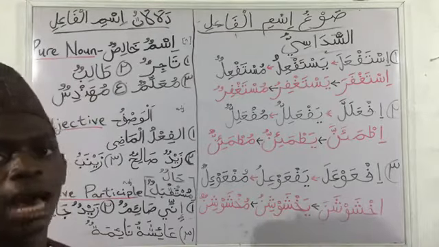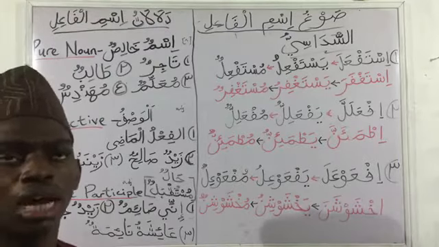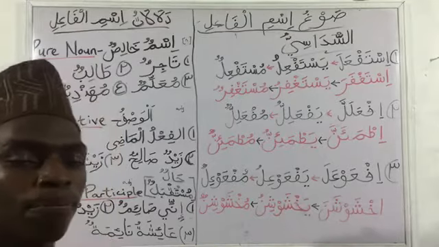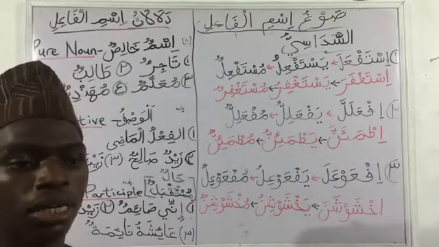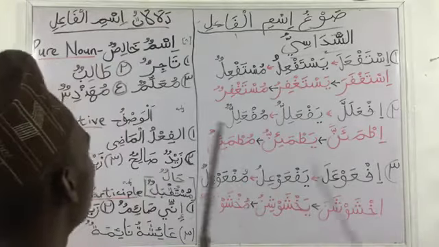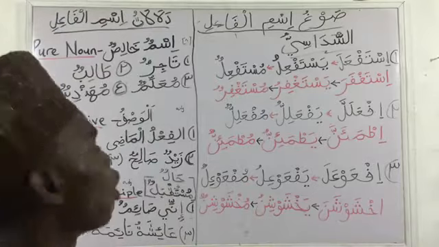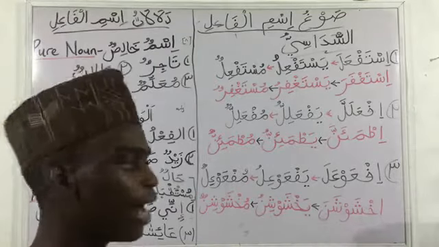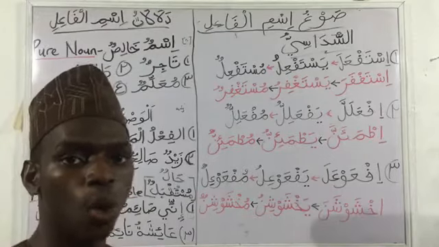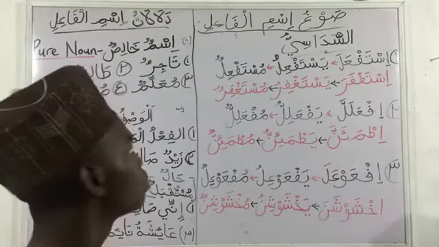Yes, we have learned how do we form Ismul Faa'il. Now we see an Ismul Faa'il. What does it denote? What role does it perform in the language? So the first is what? Ismun Khalisun, the pure noun. So Ismul Faa'il can actually act as a pure noun that is standing on its own. And I will give us some examples to illustrate that.